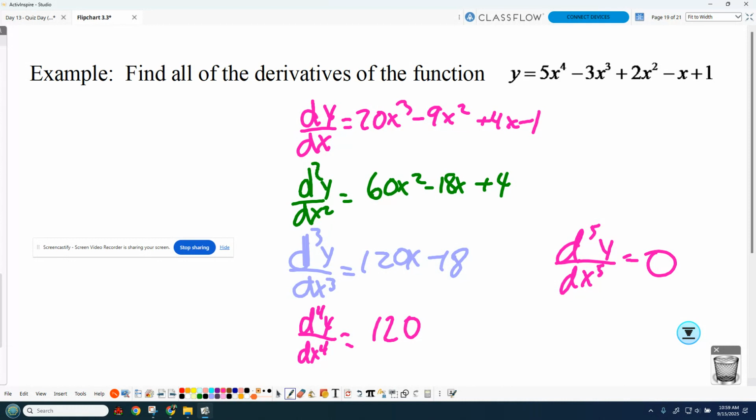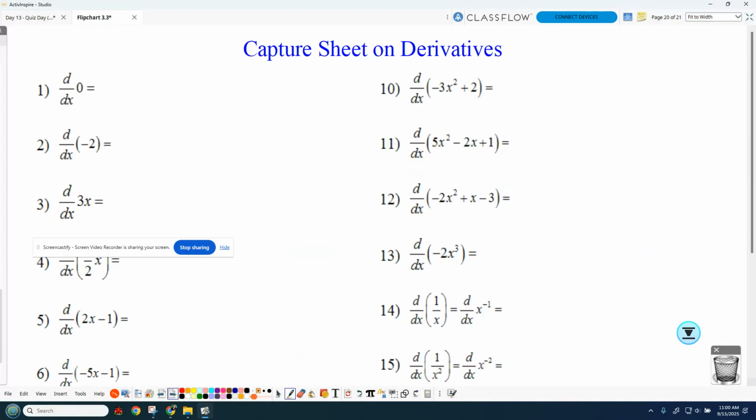So you just did 5 derivatives. You found if that was position, velocity, acceleration, jerk, and snap. And crackle. It's got 0 crackle.